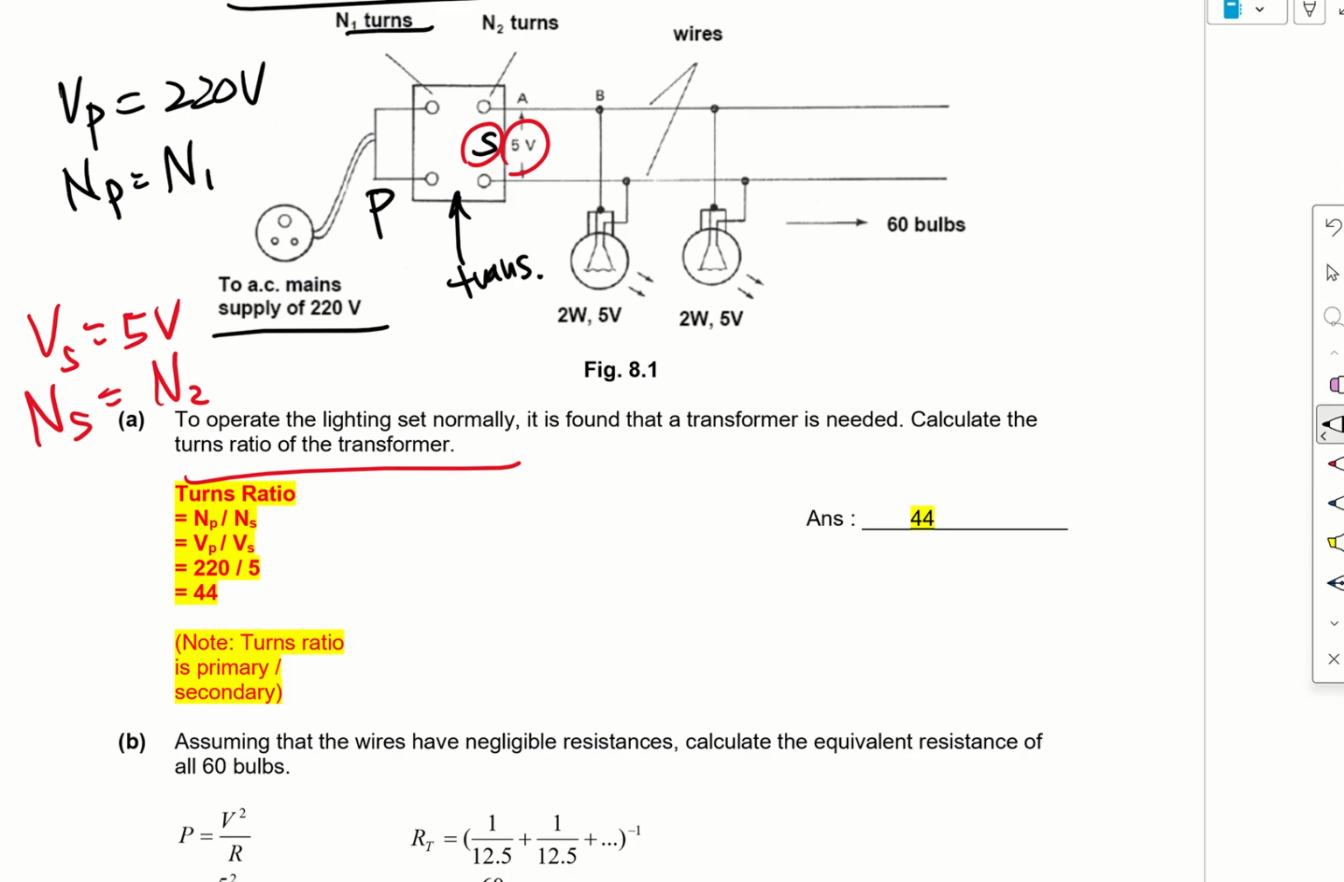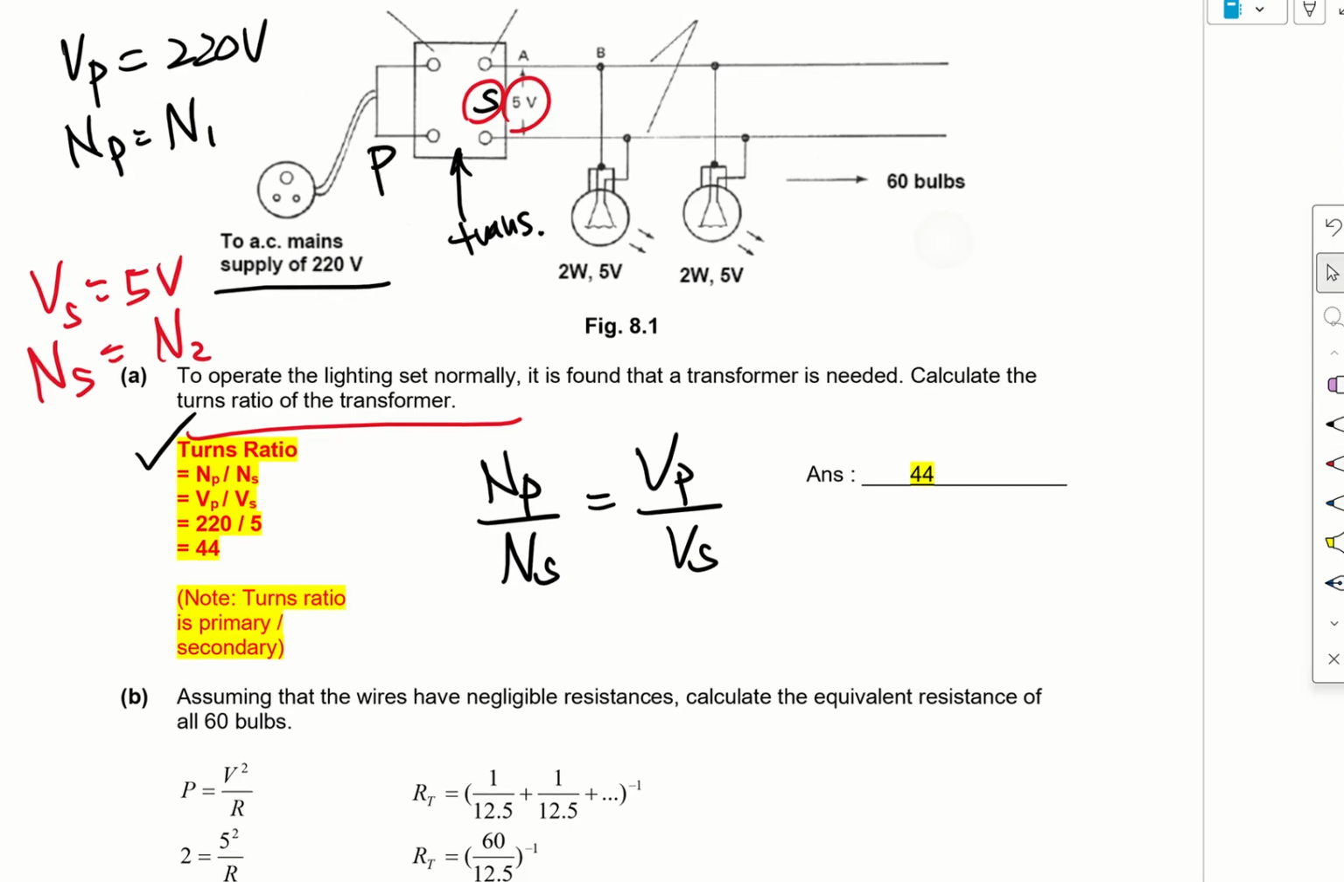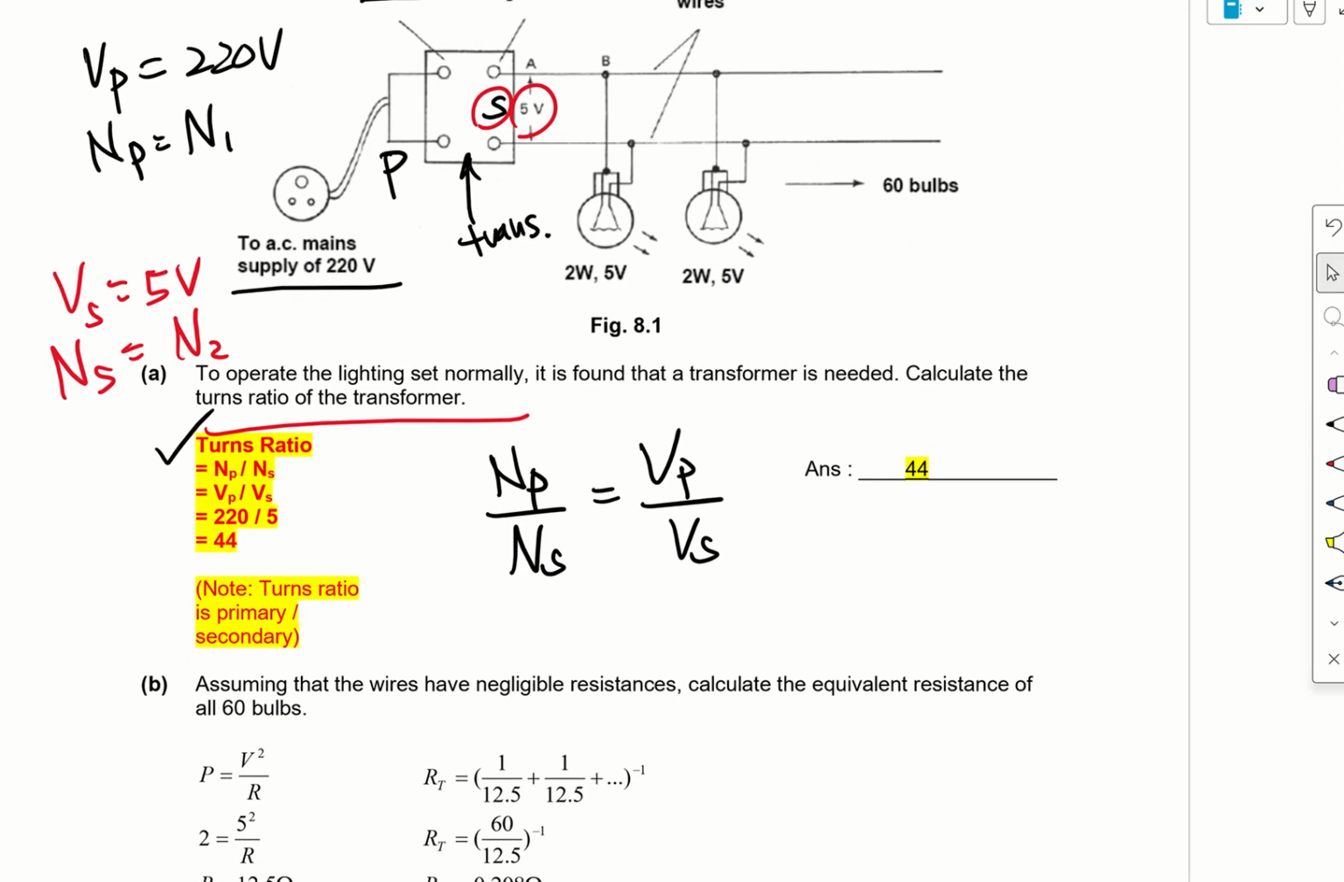The turns ratio is Np over Ns. This one we need to take note of. Just now I may have said it correctly and then switched, so it is Np over Ns. We can actually get it from the ratio of Vp over Vs. So Vp over Vs will be 220 over 5, which is 44. So this is the turns ratio.